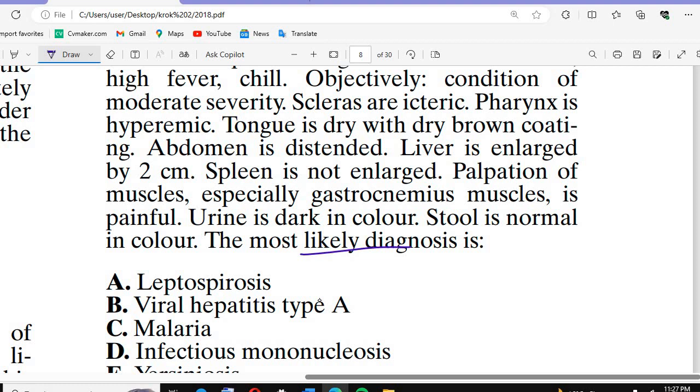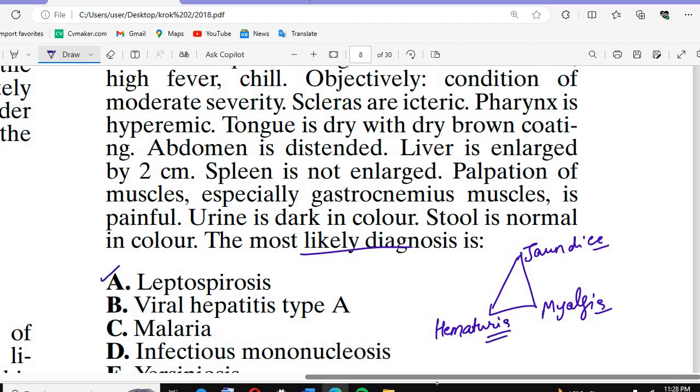You know about the leptospira, we have a triad. What triad did we study in leptospira? There is jaundice, then there is myalgia, the gastrocnemius muscle pain, and along with that we discussed that there will be hematuria, or kidney failure will be seen. So this we see in case of leptospirosis.